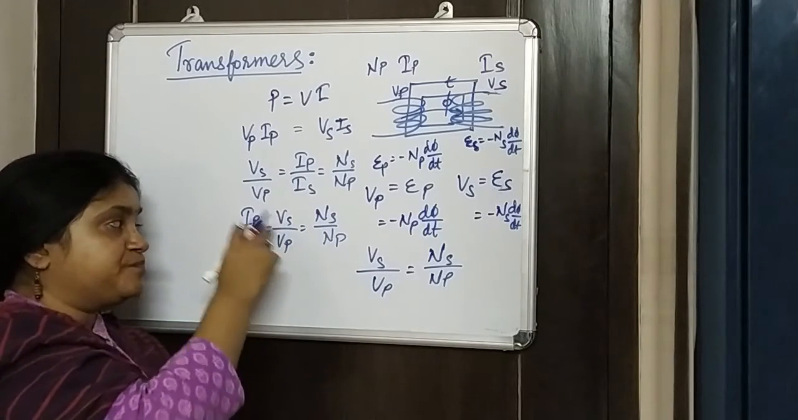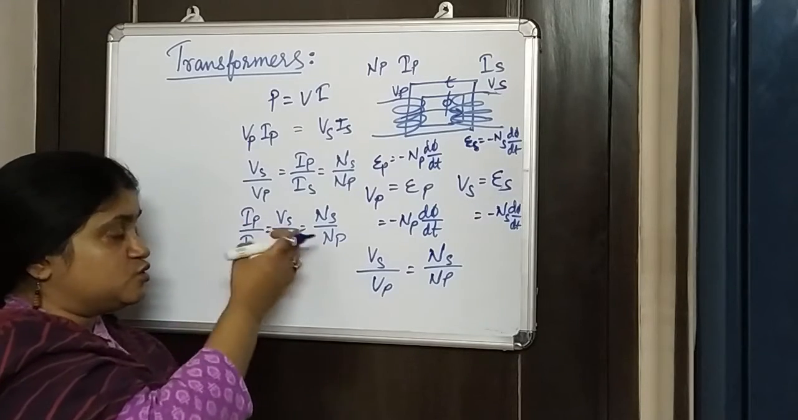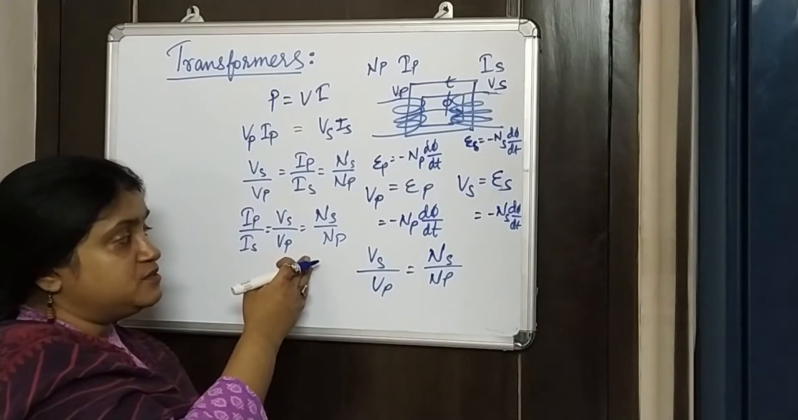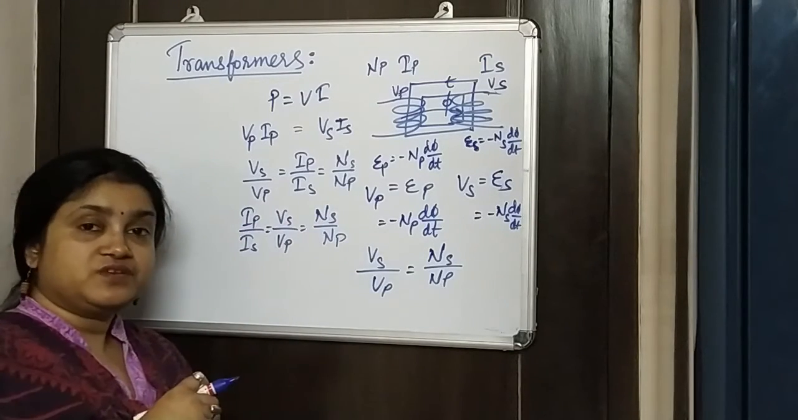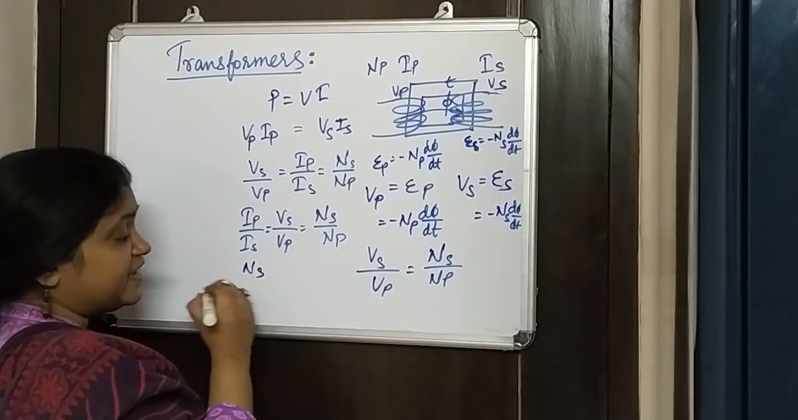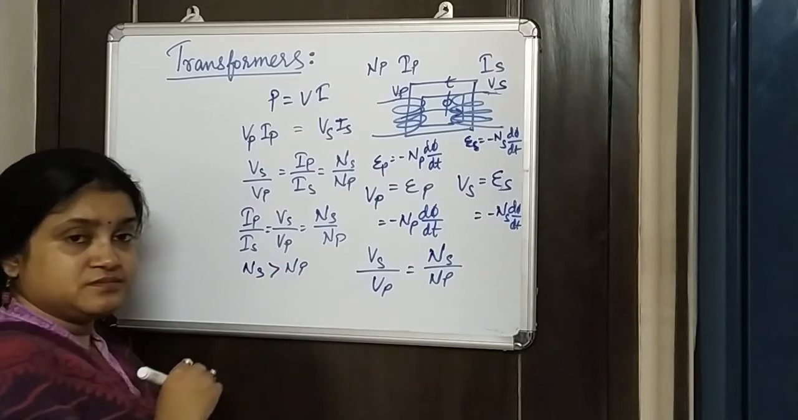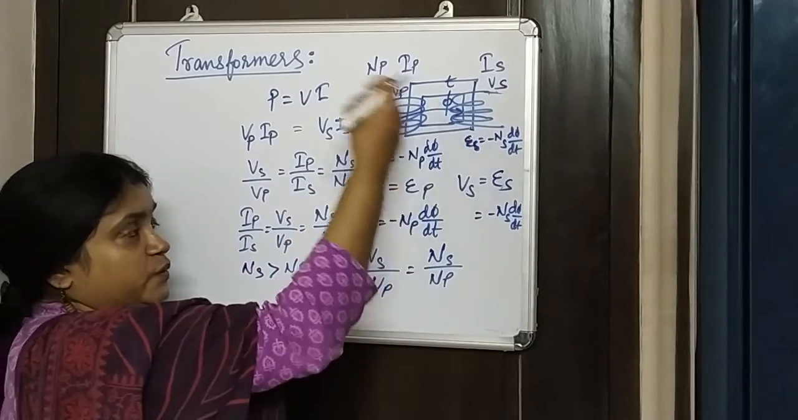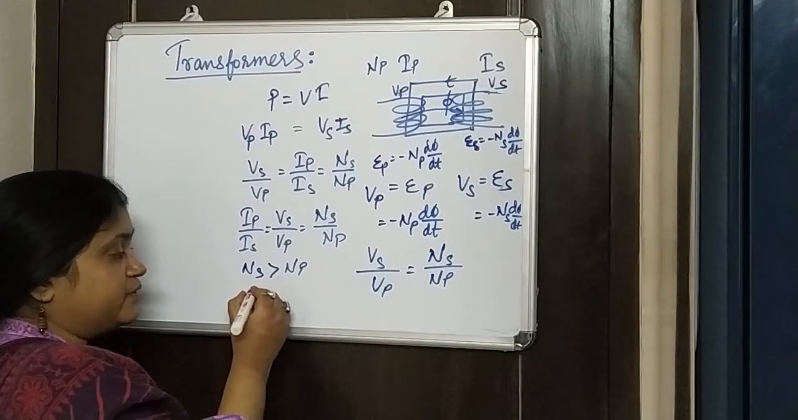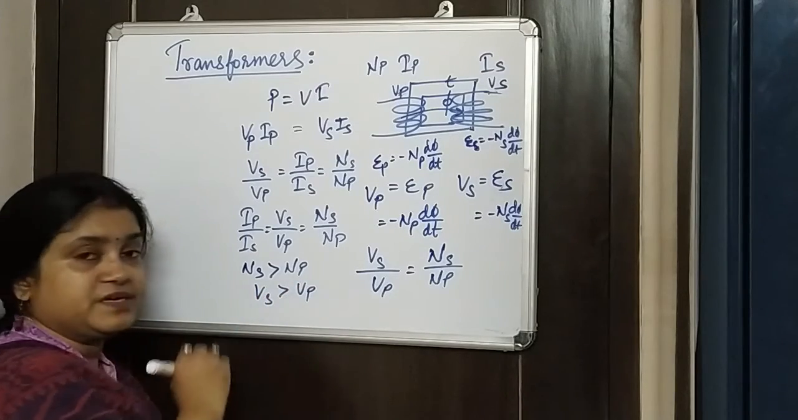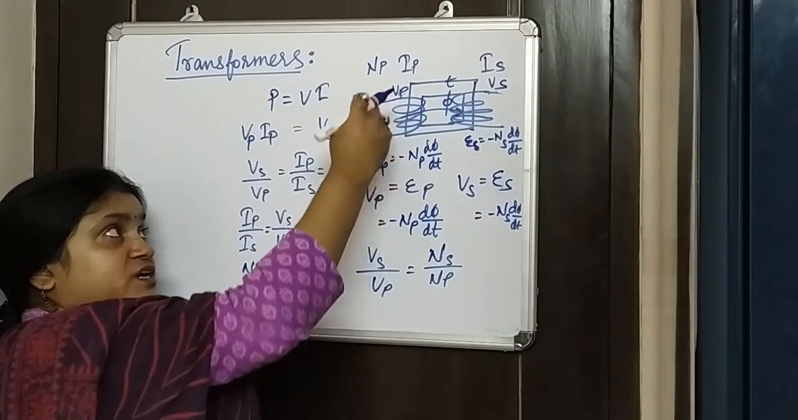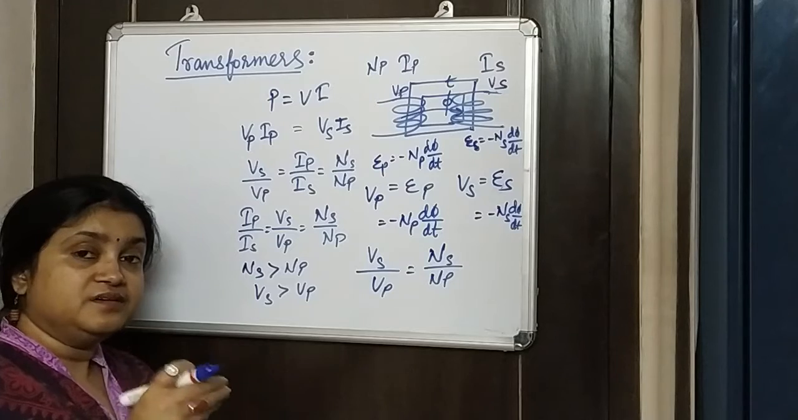The voltage and the current, as well as the power, if there is no power loss, this ratio actually depends on the number of turns of these coils. Now suppose Ns is greater than Np, that is, the secondary coil has more turns than the primary coil, then what happens? Then Vs becomes greater than Vp. It means the voltage produced at the secondary coil would be more than the voltage applied at the primary coil.